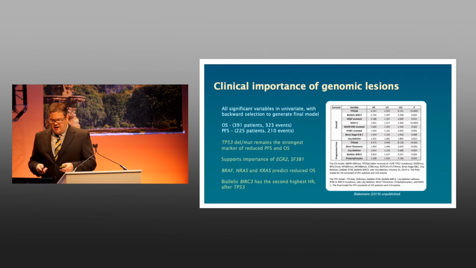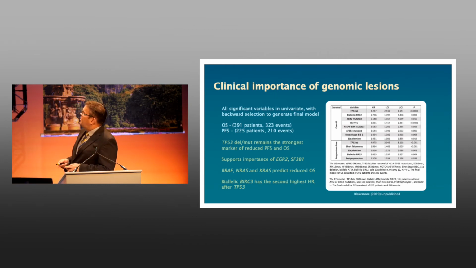So let's look at that all together. We put all our variables into a backward selection model based on a large number of both patients and events. These are the two models that we generated that account for the confounding nature of the different biomarkers that exist. The take-home message is that p53 mutations remain the strongest marker of reduced PFS and overall survival.